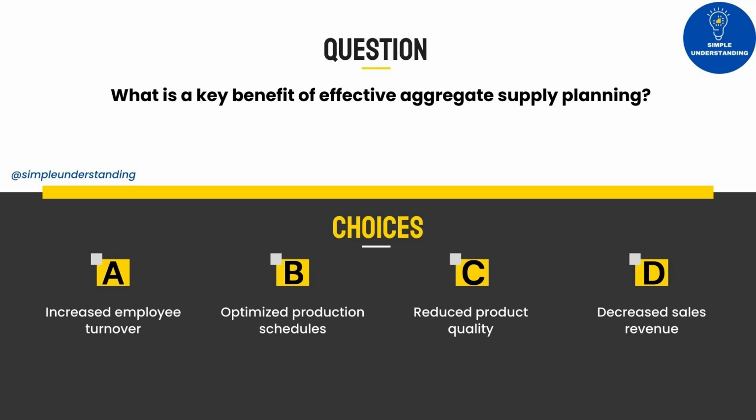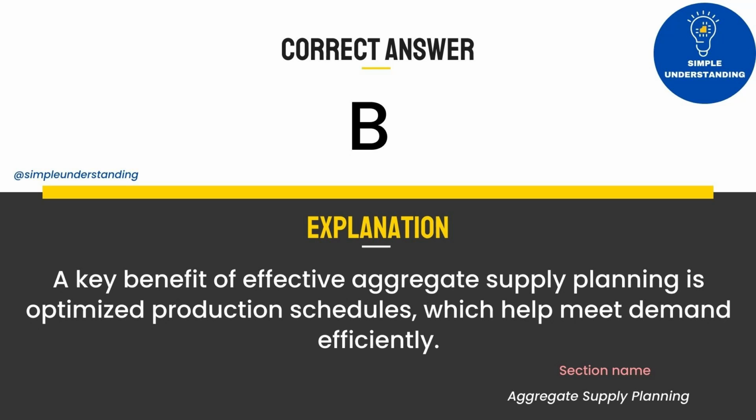A. Increased employee turnover. B. Optimized production schedules. C. Reduced product quality. D. Decreased sales revenue. Correct answer: B. Explanation: a key benefit of effective aggregate supply planning is optimized production schedules, which help meet demand efficiently.